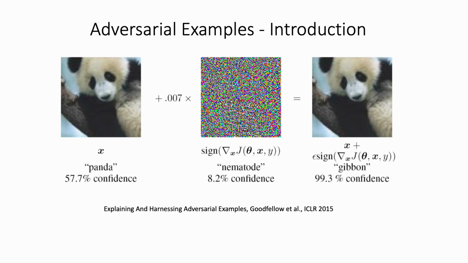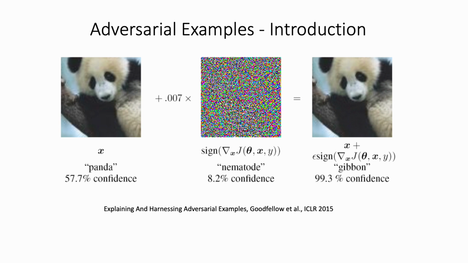In this example, the original class is panda. After adding adversarial noise to it, the image still looks like a panda to us, but the deep neural network is convinced with very high confidence that the image contains a gibbon. Thus, adversarial attacks pose a great security risk when using deep neural networks in sensitive applications.